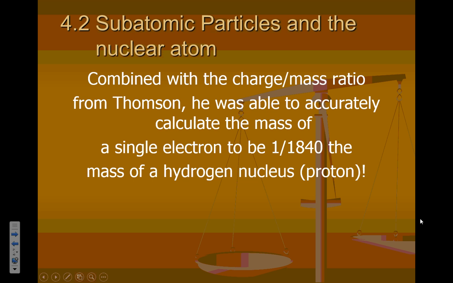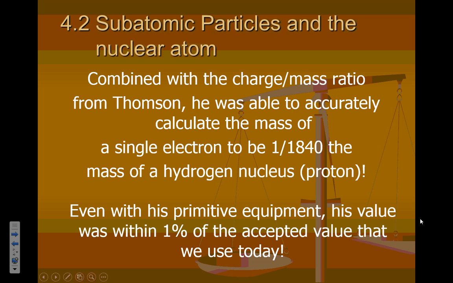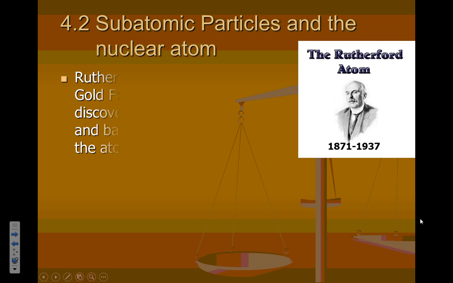So what he was able to do was calculate the mass of a single electron. And even with very primitive equipment, his value is within 1% of the accepted value of today. So with really simple apparatus, just by thinking through what had to be happening, he was able to determine the mass of a single electron with a great deal of accuracy. For that, he won the Nobel Prize.